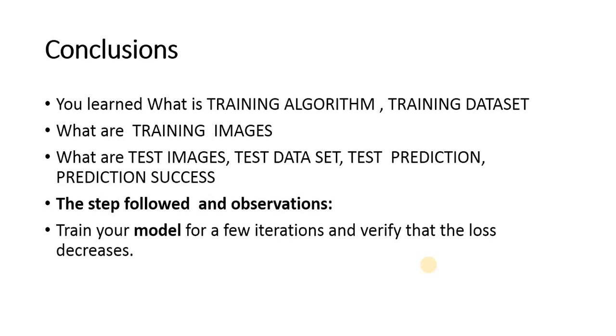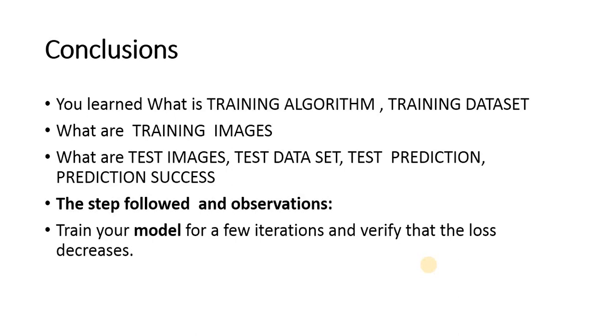So the conclusion is, you learned what a training algorithm is. The training algorithm is what I have shown you, creating the weights by a logic. The training data set is the numbers drawn by hand. They are the training data sets, and the training image. The training data set could be represented in terms of numbers, and the image is like what you draw. So what are test images, test data sets, and test prediction? Prediction success means when you write a test image 0 to 9, how many times is the prediction correct? Suppose out of 100 times, 99 times it predicts correctly, then my prediction is 99% correct.